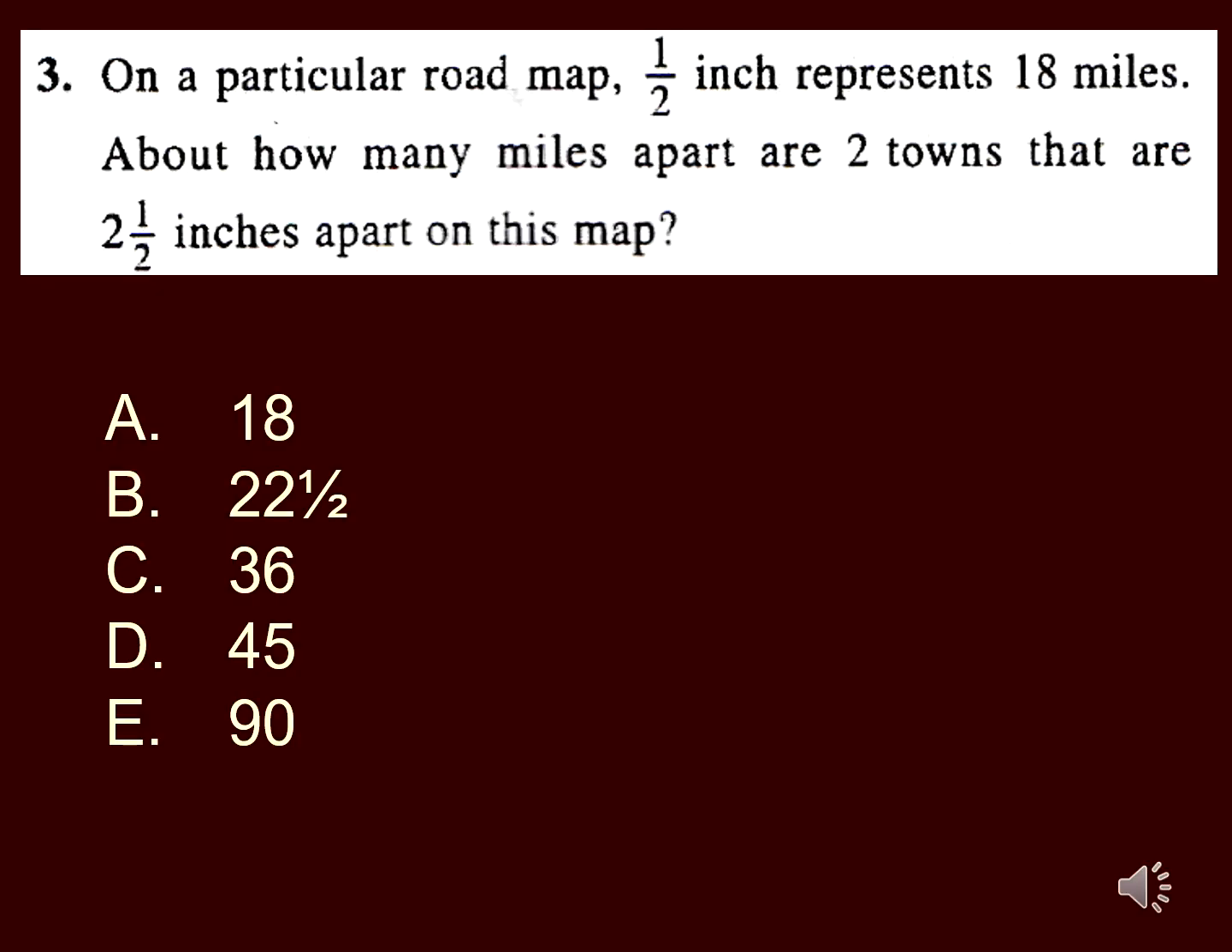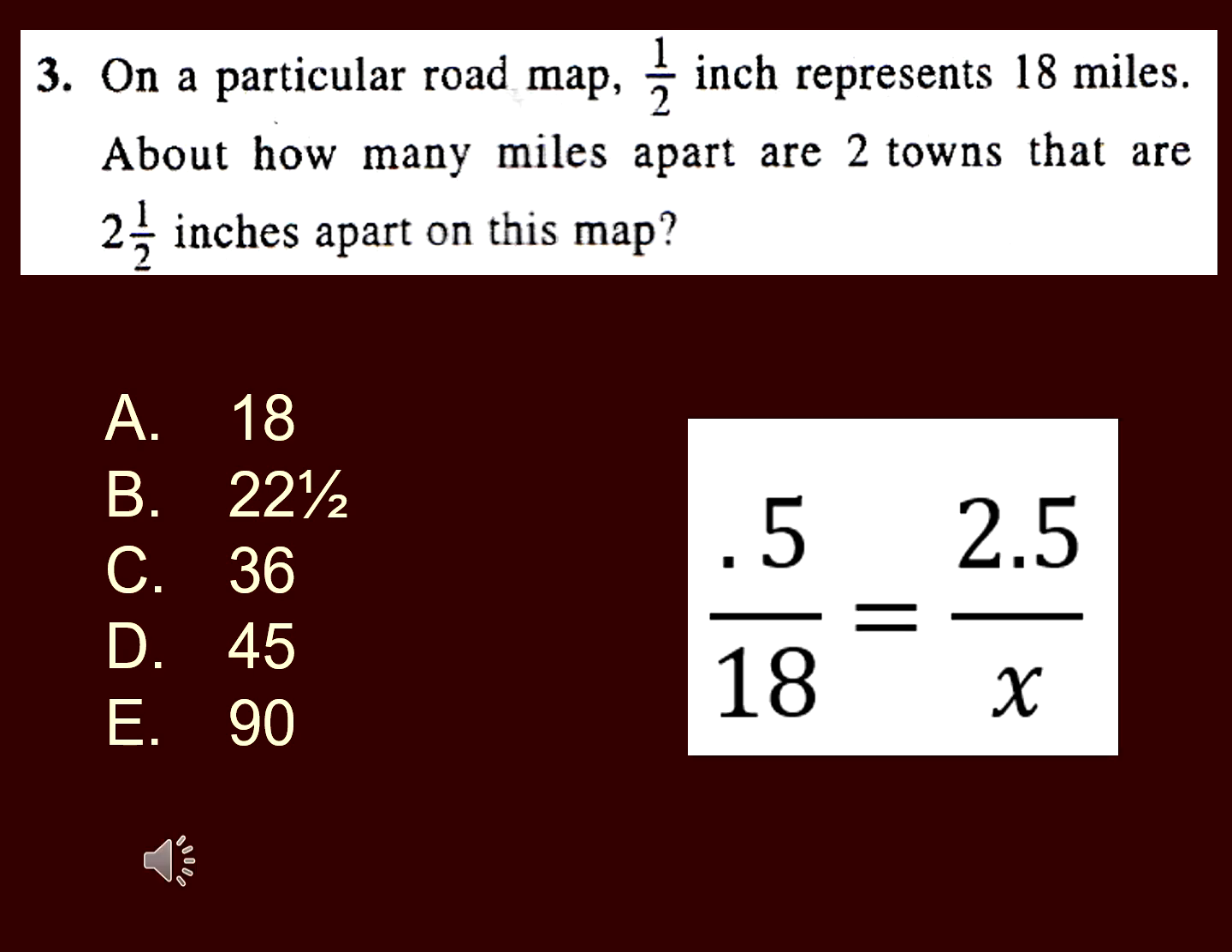So number 3, on a particular map, half an inch represents 18 miles. About how many miles apart are two towns that are 2.5 inches apart on the map? And it could be 18, 22.5, 36, 45, or 90.